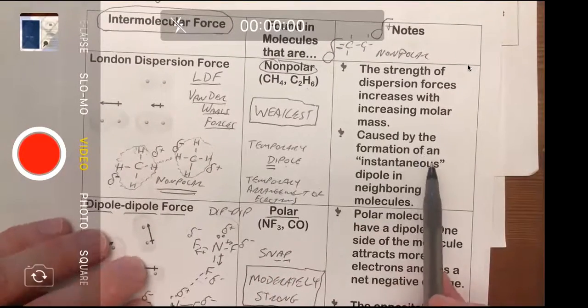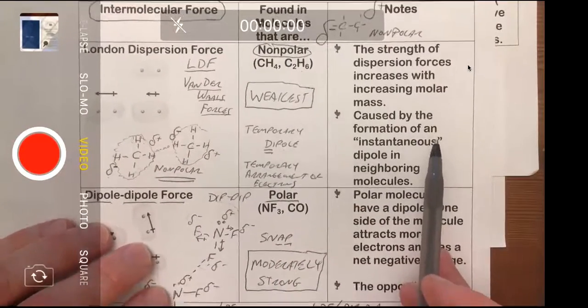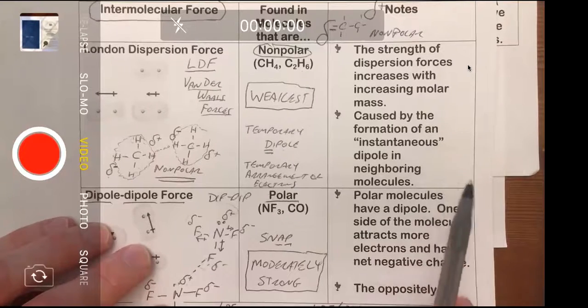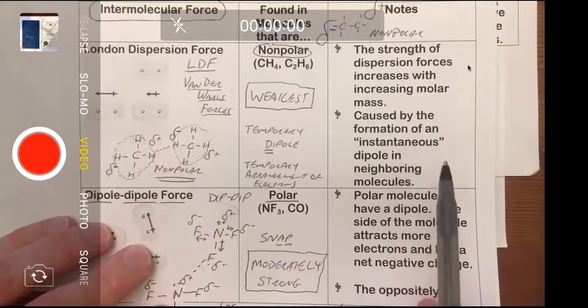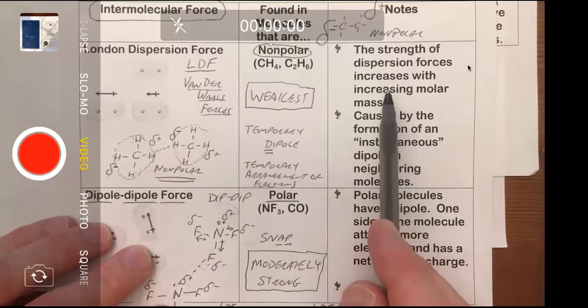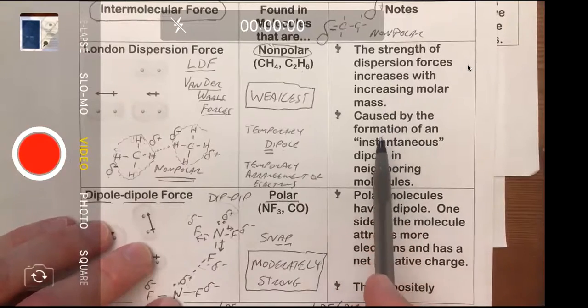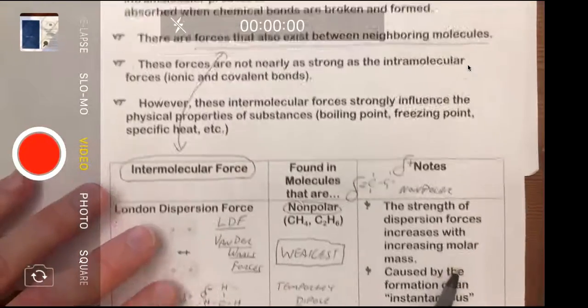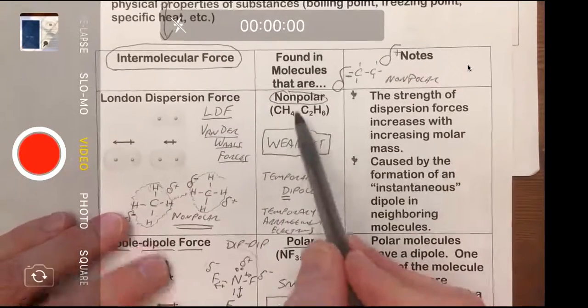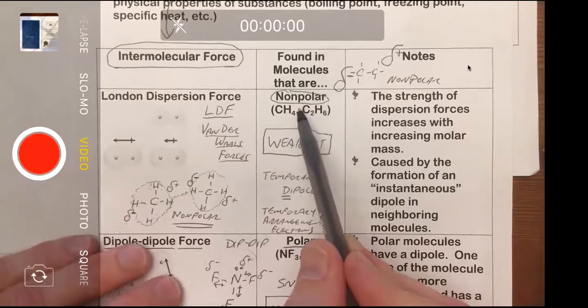Hold on. You circled it? I circled it. Nonpolar. God, I'm sorry. Hang on. Where it says it's over here in notes, right? No. The middle column that says found in molecules that are nonpolar. These are the joys of doing this online.